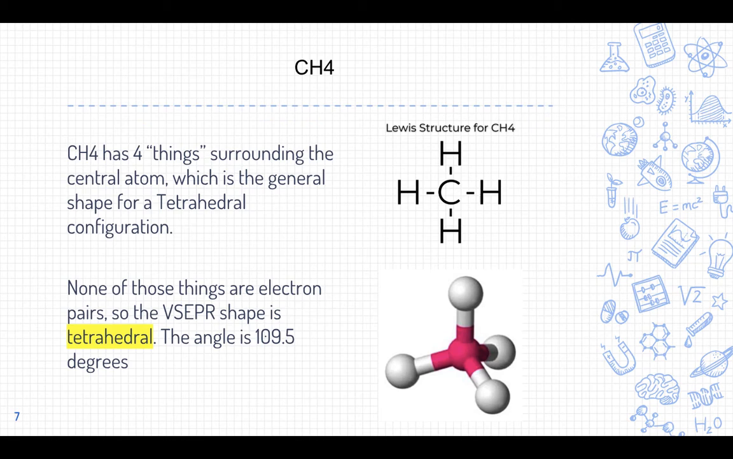Now CH4 has four things surrounding the central atom carbon, but this time we have zero electron pairs and four atoms surrounding carbon. So this is your basic tetrahedral shape, and the angle is about 109.5 degrees. Alright, that's it.